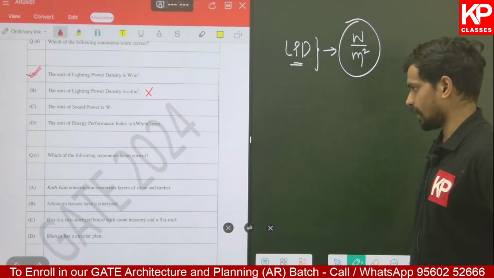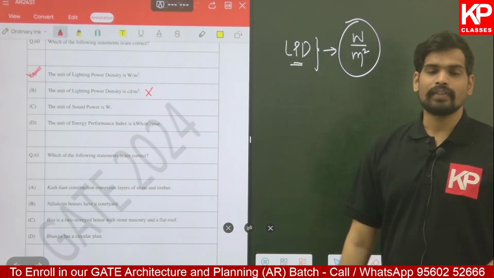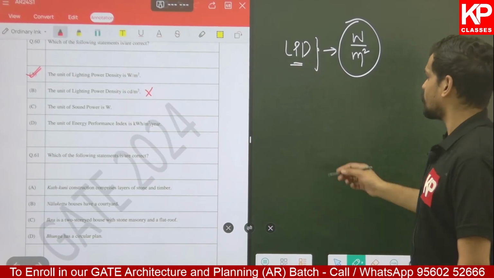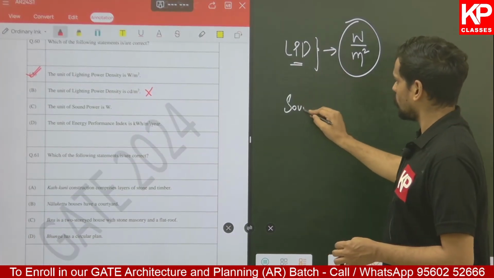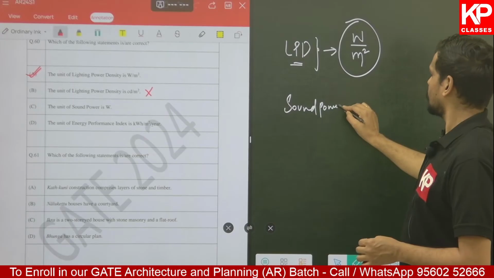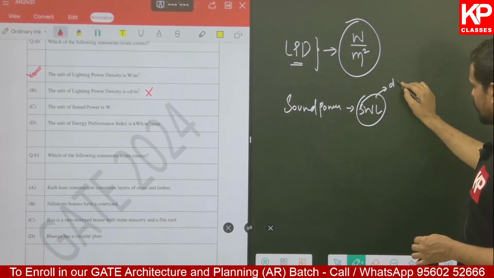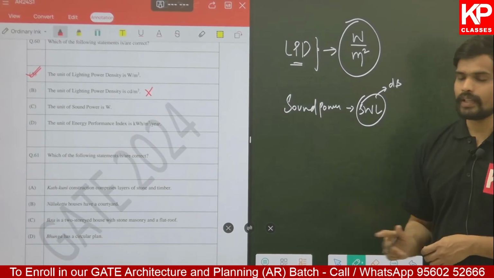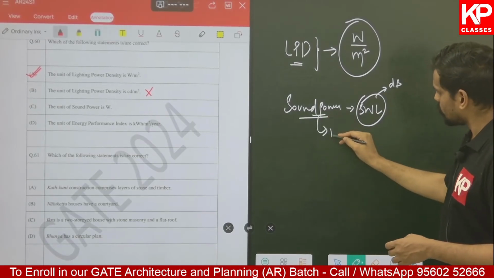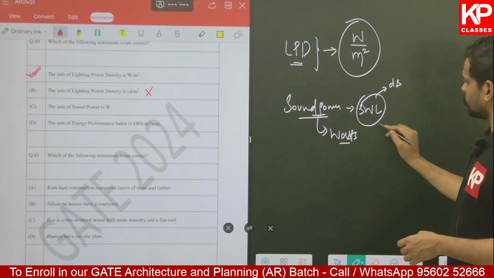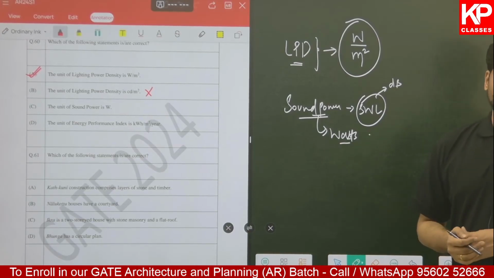B will be incorrect. The next one, unit of sound power is watts. Obviously sound power is measured in watts. If you know sound power level, SWL, that is measured in decibels. In measuring sound power level, we use sound power, and sound power is measured in watts. Sound power level is measured in decibels.